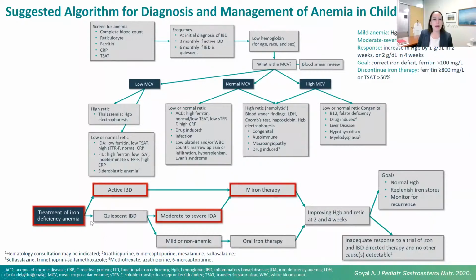Okay. If they have IBD in remission and they have moderate to severe IDA, you also want to consider IV iron in lieu of oral iron therapy, which should really just be for patients with mild anemia or non-anemic iron deficiency.